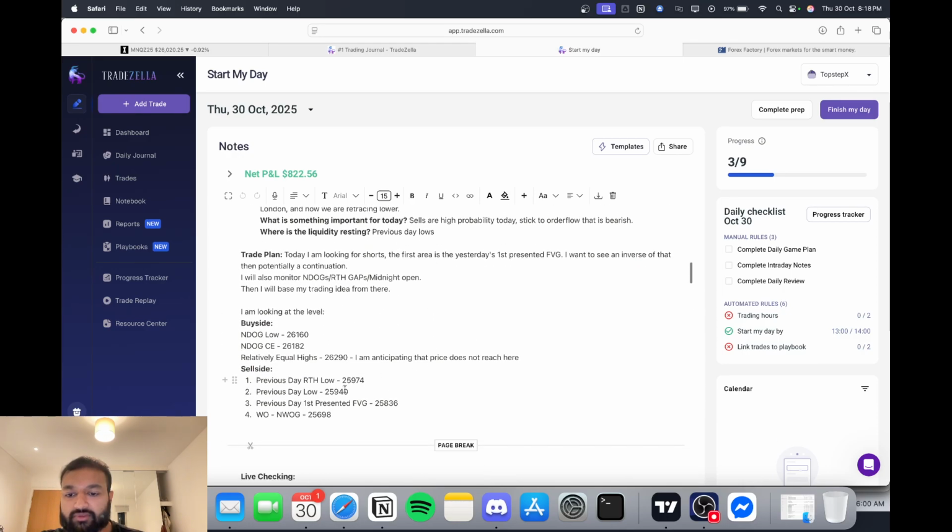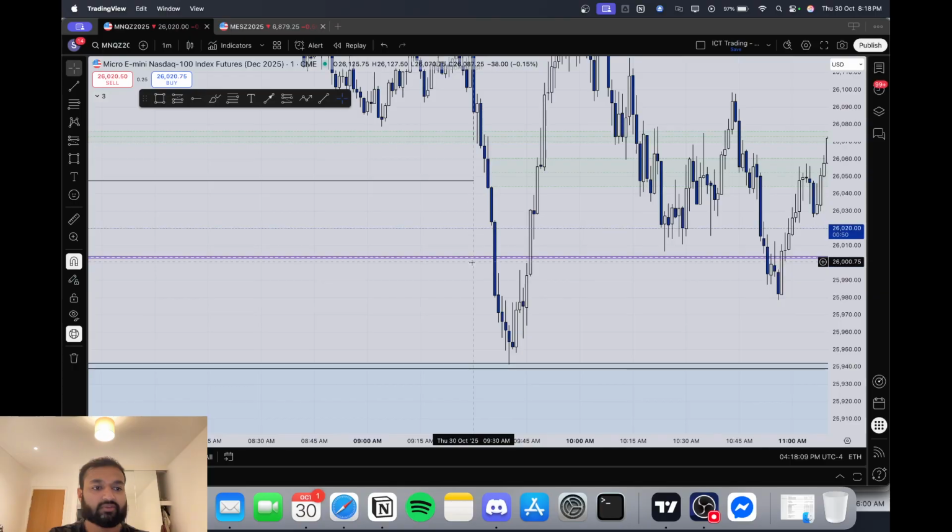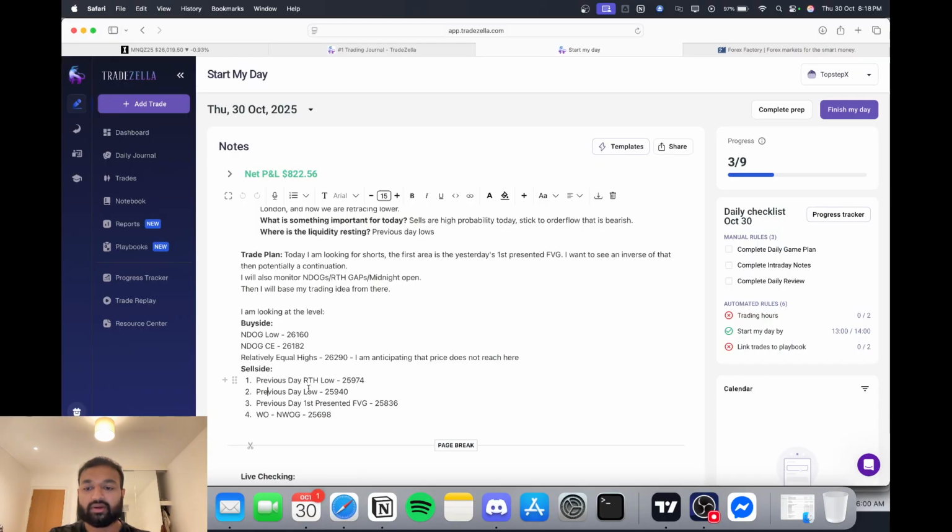So I had 3 levels. So these are the 3 levels. Previous day at 25974, 25974 here. Previous day low, first presented gap.